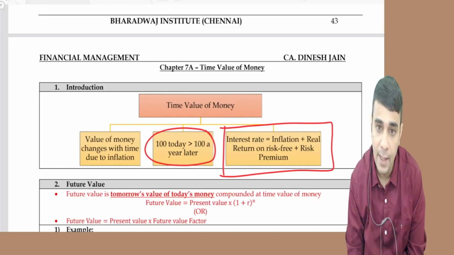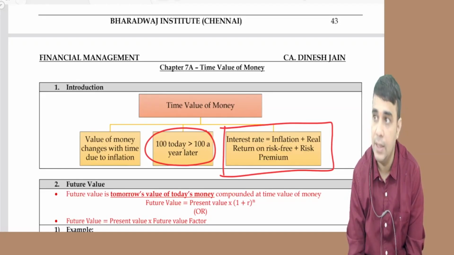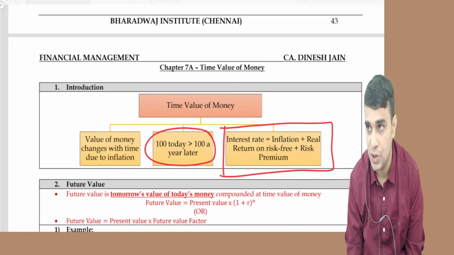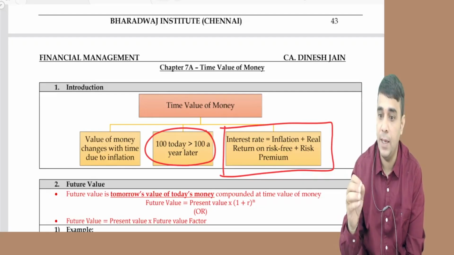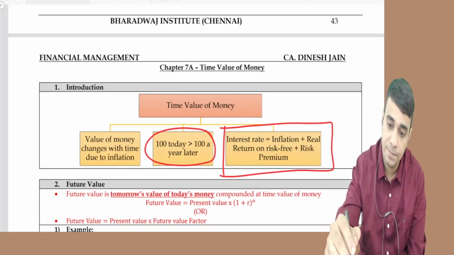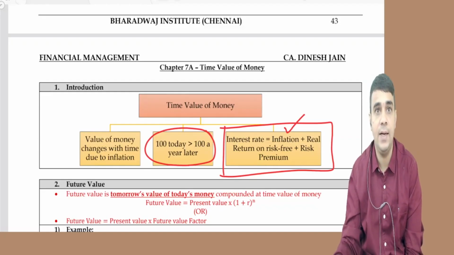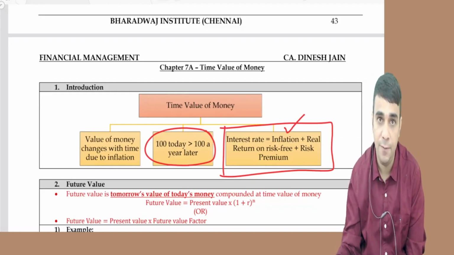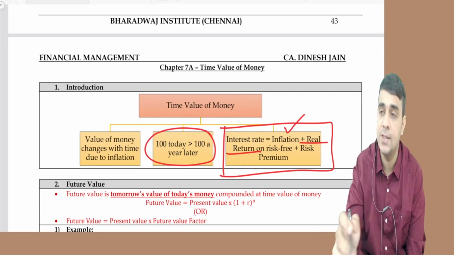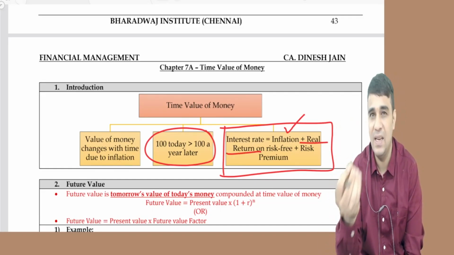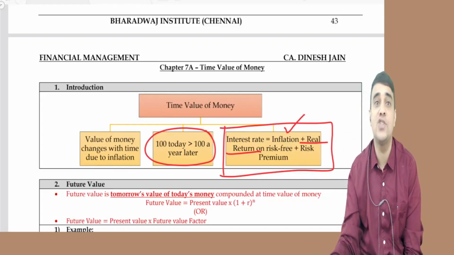The RBI's role is to control inflation. They ensure that inflation is in check. Time value of money is dependent on inflation, that is, the interest rate. Any interest rate you fix is dependent on inflation. Then there's something called real return. What is real return? Inflation is 6%. Can you give me an extra 2% earning? Extra 2%. That is called real return.